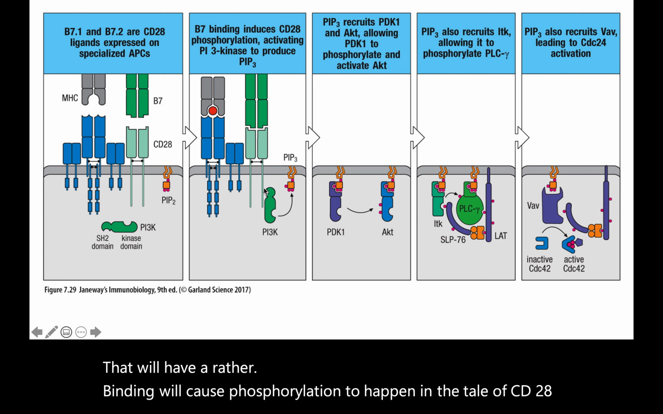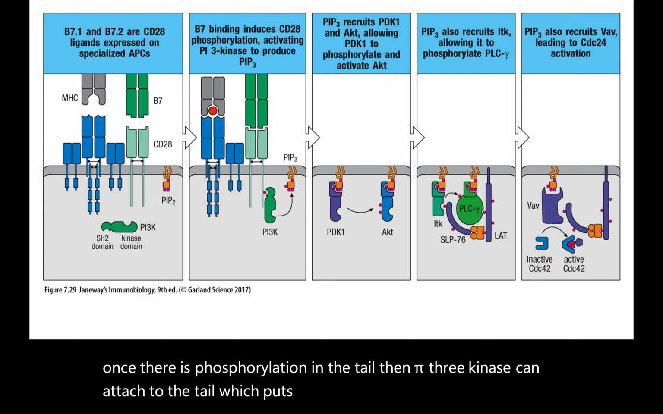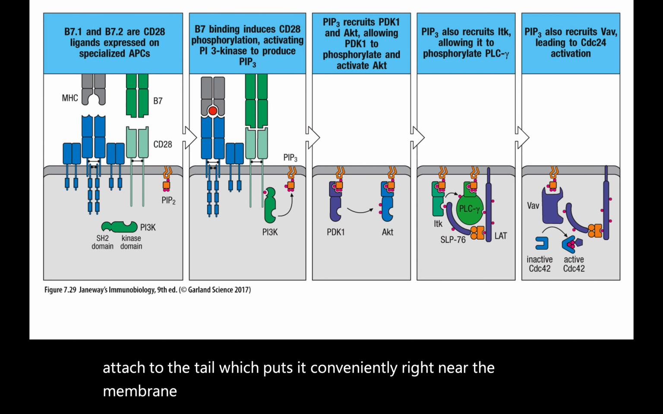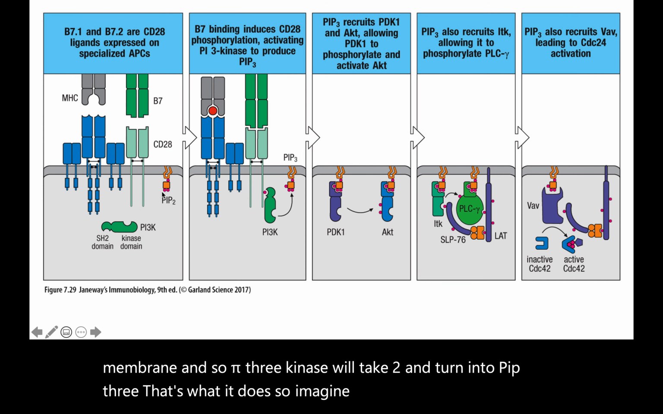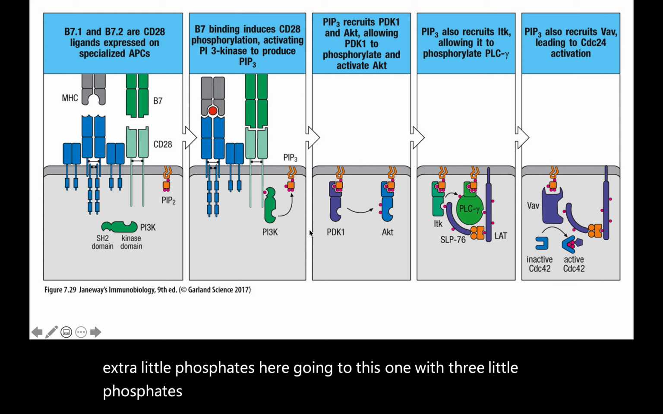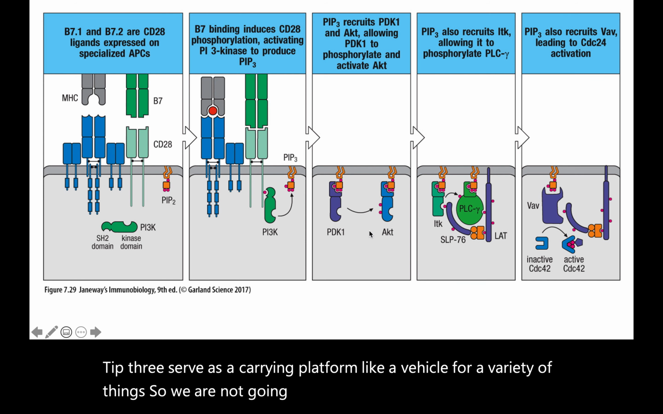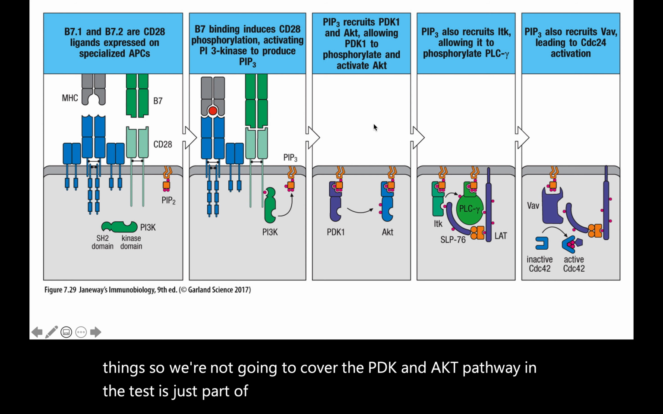Once there is phosphorylation in the tail, then PI3 kinase can attach to the tail, which puts it conveniently right near the membrane. And so PI3 kinase will take PIP2 and turn it into PIP3. That's what it does. So imagine this compound with two extra little phosphates here, going to this one with three little phosphates, including the one on the side. All right, once we have PIP3, it serves as a carrying platform, like a vehicle for a variety of things. We are not going to cover the PDK and AKT pathway on the test. It's just part of the graphic here. We are going to cover, though, this one and this one.